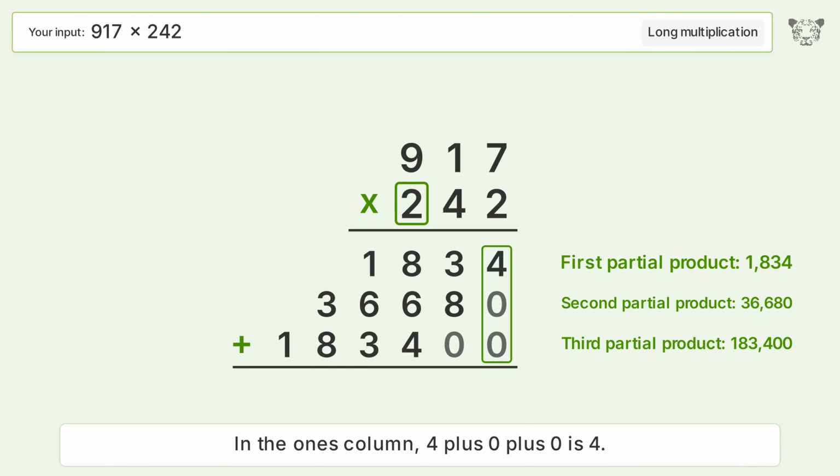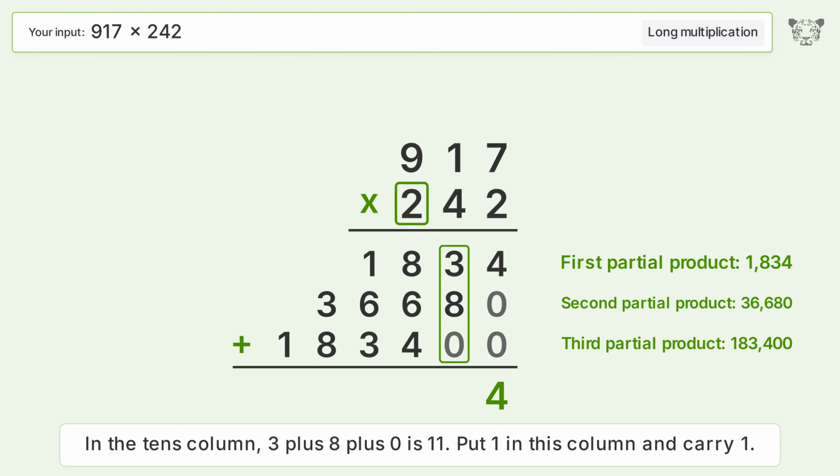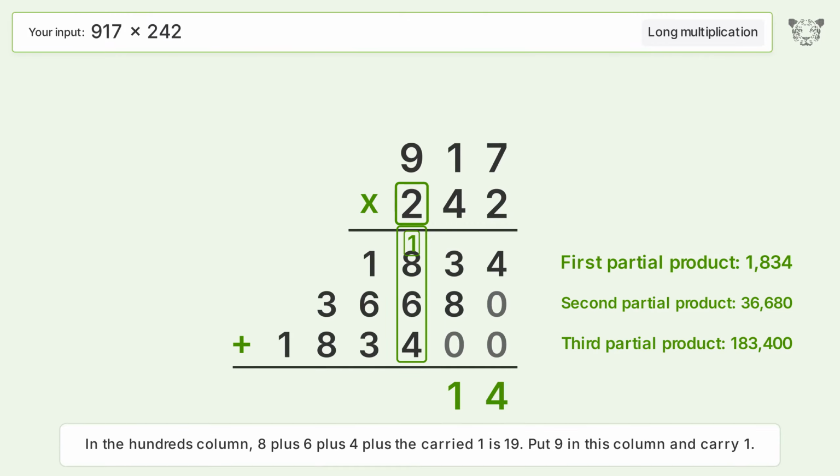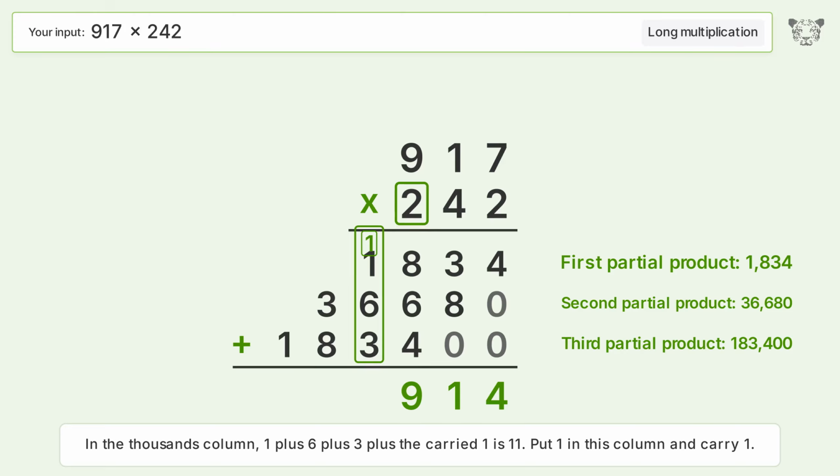In the ones column, 4 plus 0 is 4. In the tens column, 3 plus 8 plus 0 is 11. Put 1 in this column and carry 1. In the hundreds column, 8 plus 6 plus 4 plus the carried 1 is 19. Put 9 in this column and carry 1. In the thousands column, 1 plus 6 plus 3 plus the carried 1 is 11. Put 1 in this column and carry 1.